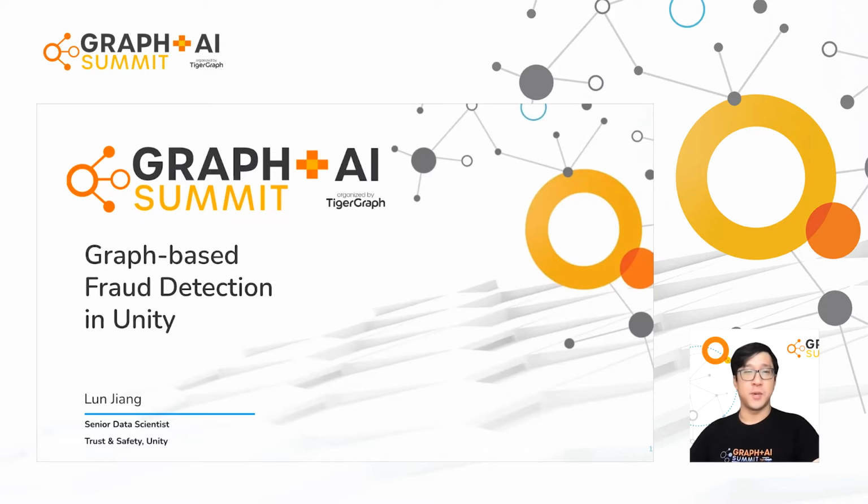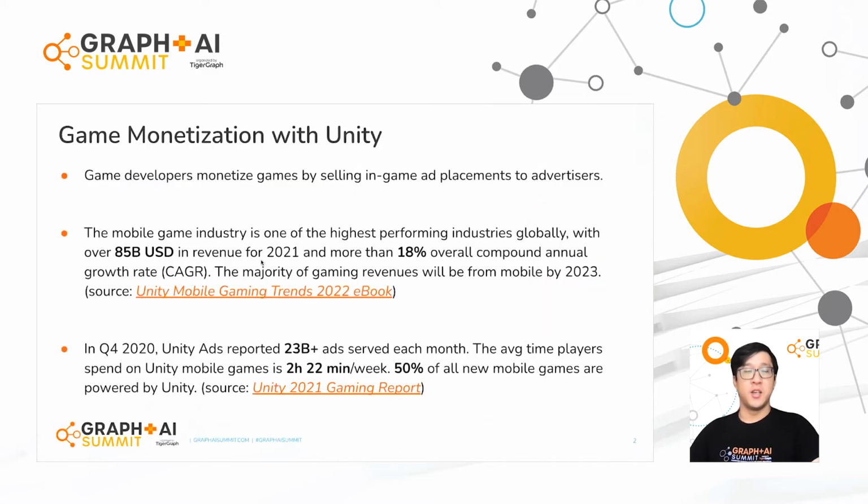First, let's talk about Unity. Unity is a video game software development company. We provide game developers with a real-time 3D development platform. Moreover, we also help game developers monetize their games by selling in-game ad placements to advertisers.